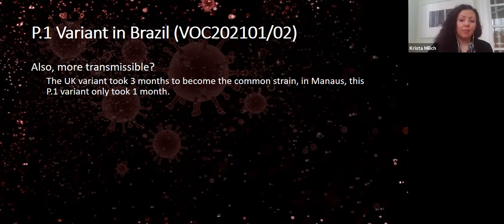In Manaus, that P1 variant only took 1 month to become the dominant strain. Now, of course, there are lots of other factors that go into this, right? The fact that so many people had been infected before and things like that. But there is concern that this P1 variant could be even more transmissible than not only the original strain that was circulating there, but also other variants of concern.